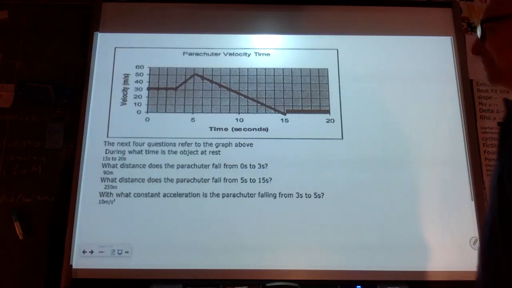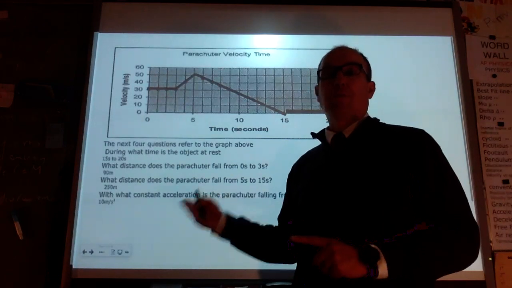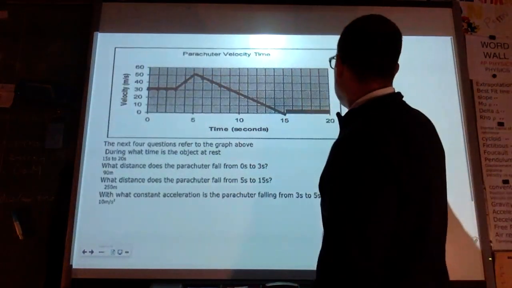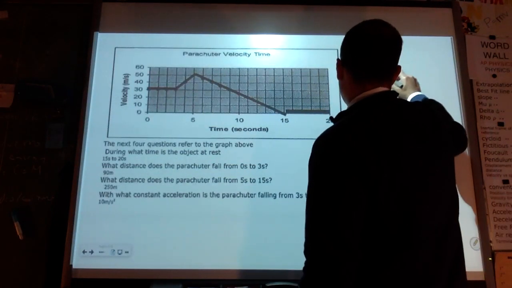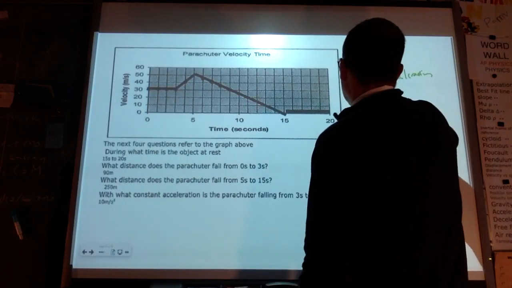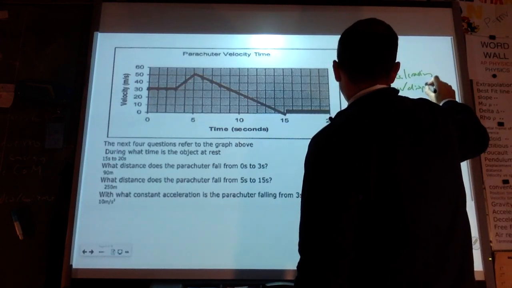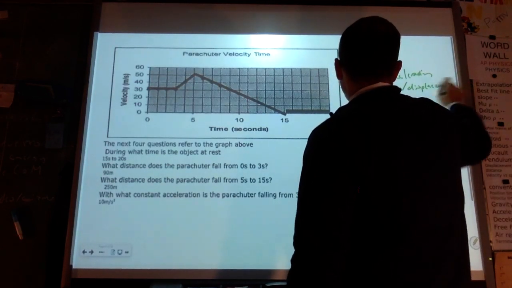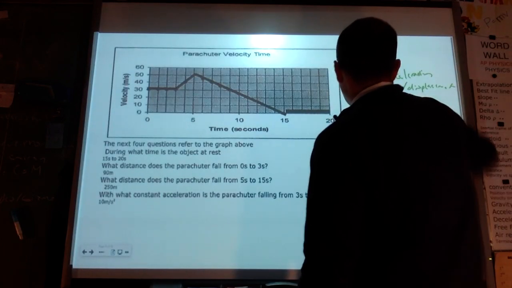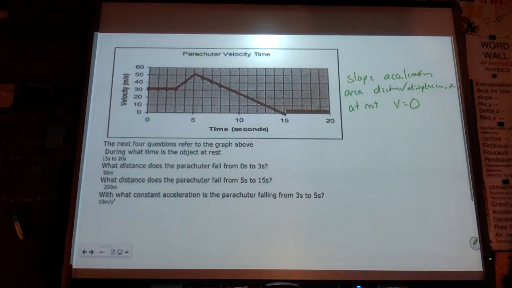All right, velocity time graphs. A little bit different. In this one, we can not only read the graph and find the slope, we can also find the area. So for this one, our slope is our acceleration. Our area is going to be our distance or displacement. And an object is going to be at rest when our velocity is 0.